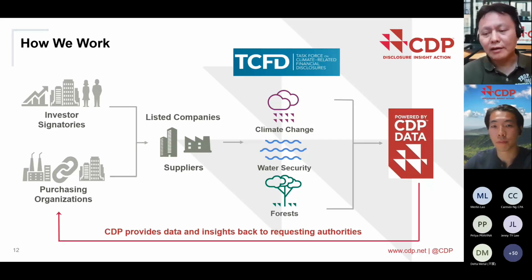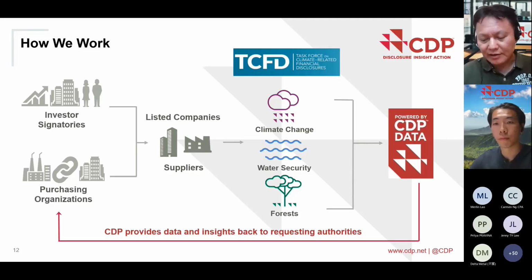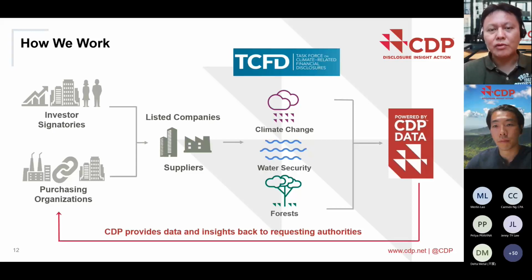Our disclosure method is basically a questionnaire, which simplifies all of this climate change terror that you know of and all of the literature and all of the science down into questions. You answer questions on climate change, you answer questions on water security, you answer questions on forest, and then the answers to that, in alignment with TCFD, if you were worried about how you comply with that, will feed into the CDP data. And the CDP data will then be provided back to whoever asked for it in the first place.